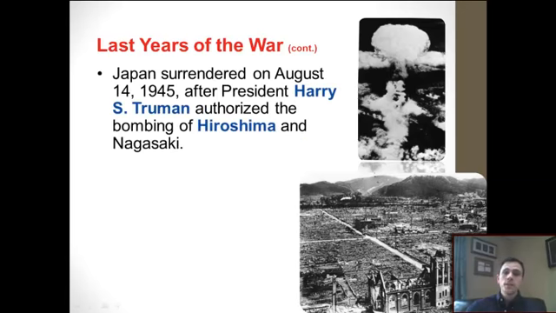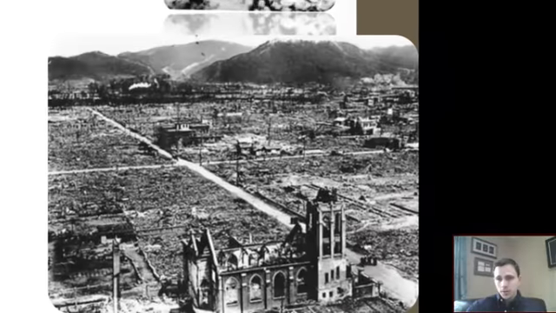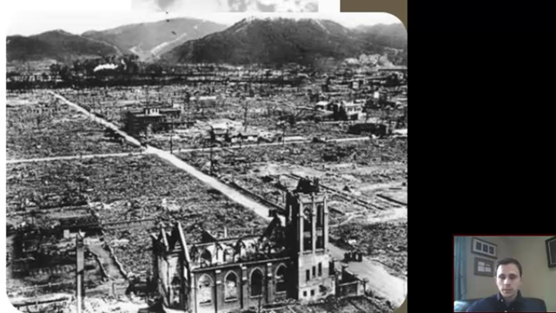On the Pacific front, the war was still going on. Japan surrendered on August 14, 1945, after President Harry S. Truman authorized the bombing of Hiroshima and Nagasaki. This was very controversial. We didn't necessarily know how this technology was going to work. And once they were dropped, thousands died instantly. As you can see in that picture in the bottom right, everything was just completely incinerated. And then thousands died afterward from radiation poisoning.